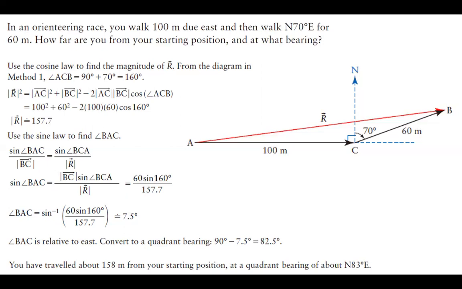Also note that angle BAC is relative to east, so we can convert to a quadrant bearing. 90 degrees minus 7.5 degrees is 82.5 degrees. So the conclusion is you have traveled about 158 meters from your starting point at a quadrant bearing of about east of north 83 degrees.